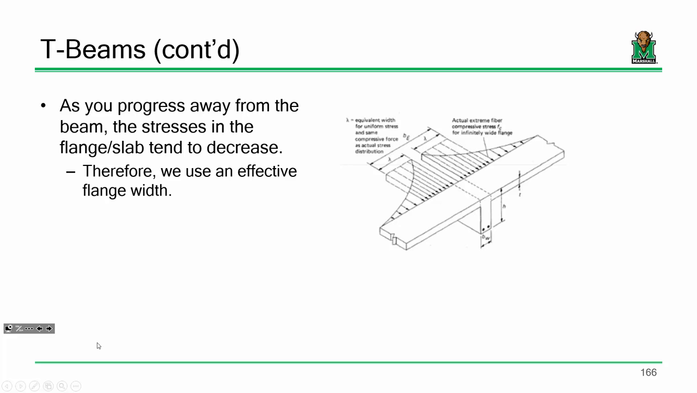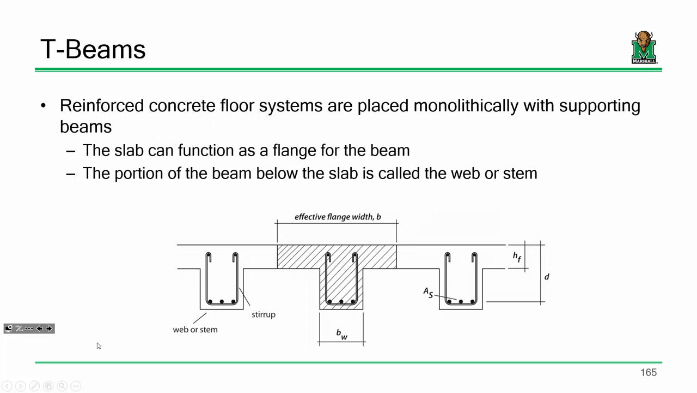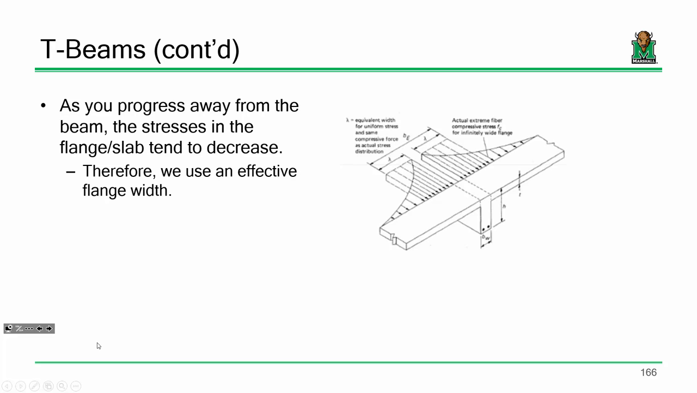All right, now if you actually go through and look at stresses in the slab as you start to bend the beam, you get these really large stresses right near the beam, but as you get away from the beam, the stresses in the slab tend to dissipate a little bit. So one of the questions you have to ask is, for a given slab, how much of that slab is effective for that individual beam? We slice out a little bit of it and say, that's our effective flange width.